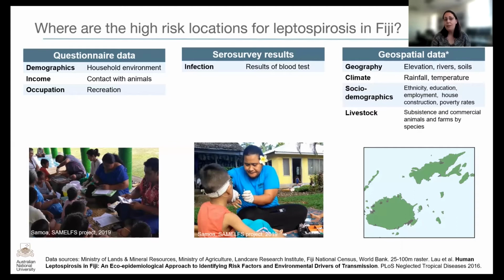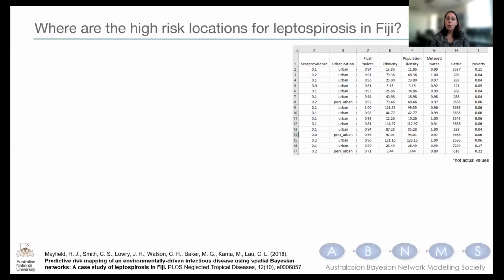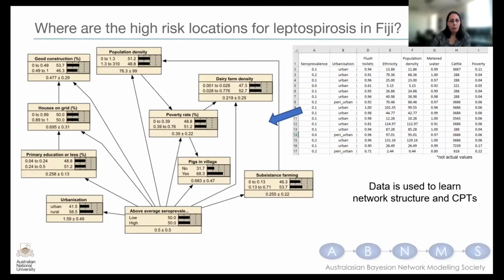We sneakily complemented this with some geospatial data that we were able to get from government departments, and downloads, things like elevation, rivers and soils, livestock, census data, all of that sort of thing. Using that data, we were able to make this really fancy data set, which we can then use to populate our model. So we use this data set to actually learn the structure of a Bayesian network and to learn what those probabilities are behind each of those nodes that you see there.